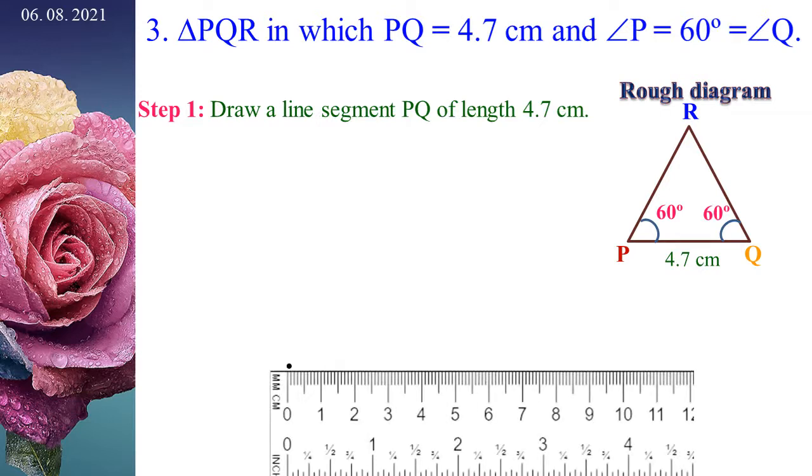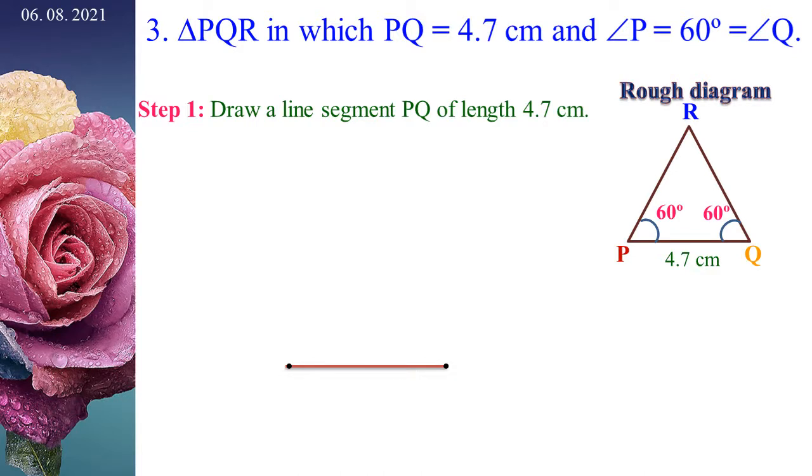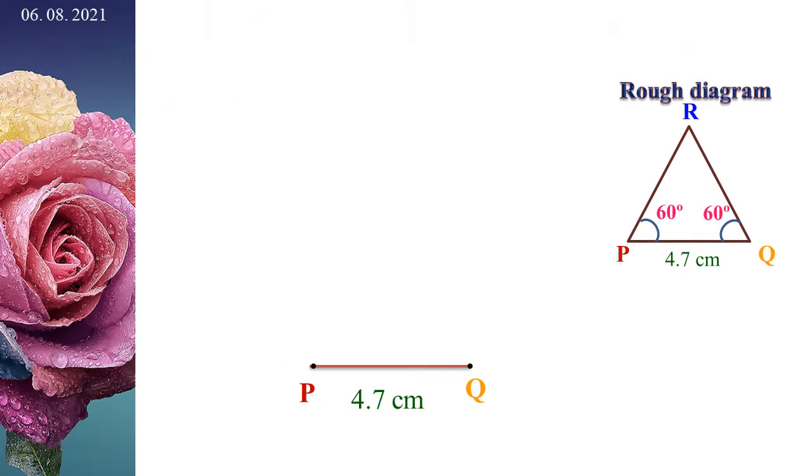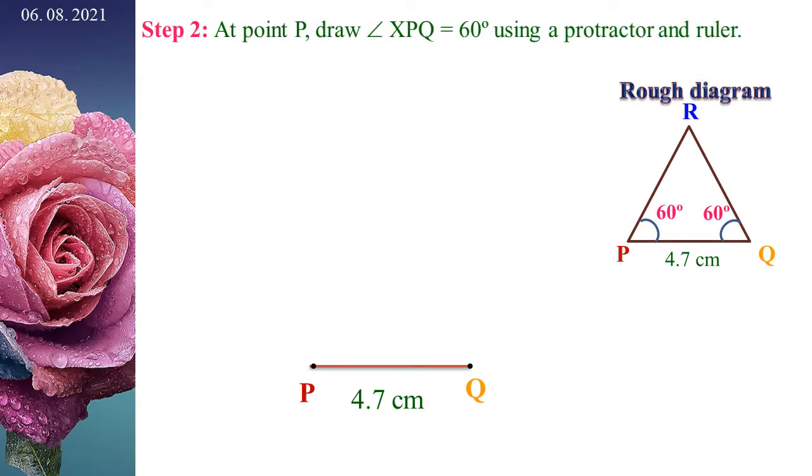Take a scale, mark a point 0 to 4.7 centimeter. Take a measure 4.7 centimeter. Draw a line. Remove the scale. Give the name PQ and write the measure 4.7 centimeter. Step 2. At point P, draw angle XPQ equal to 60 degrees using a protractor and ruler.